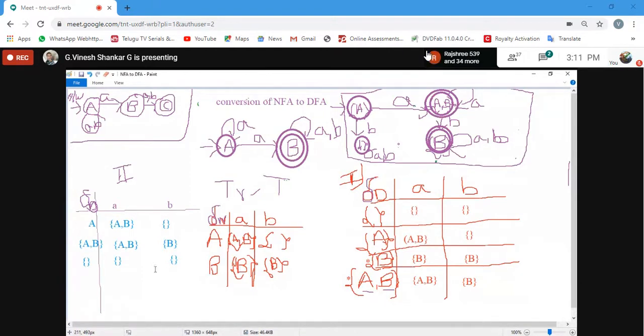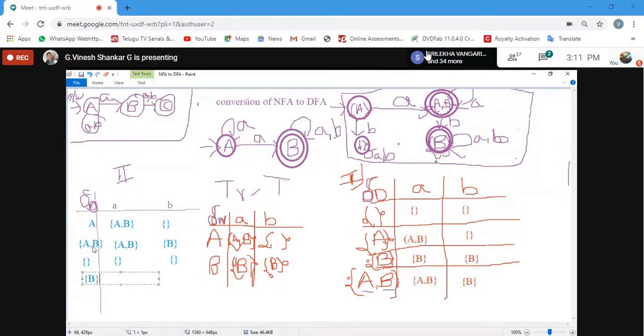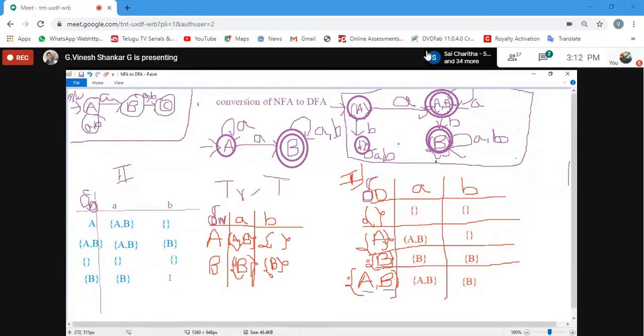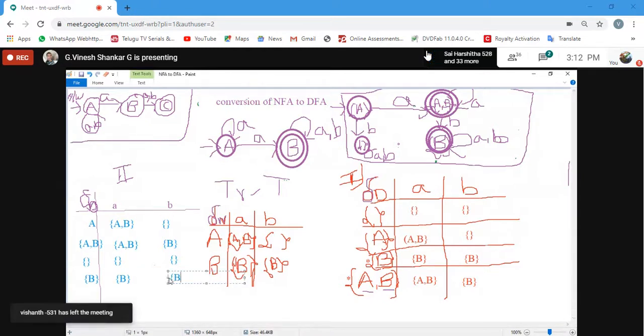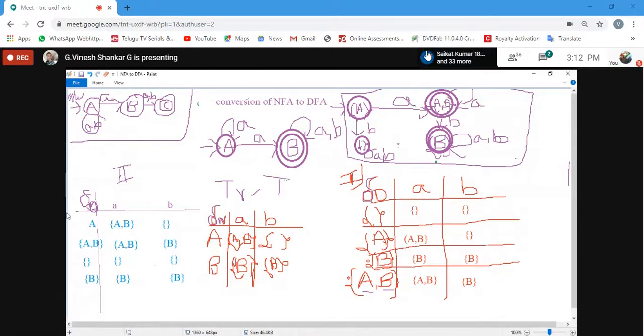Now, what is the new state you defined here? In the first row is done. In second row, yes, the new state is B. So I need to go with B. Because already A comma B we have done. Now I need to go with B. Now B to A is nothing but B only. A to B is also B only. That's it. Done. This transition table of DFA is done.